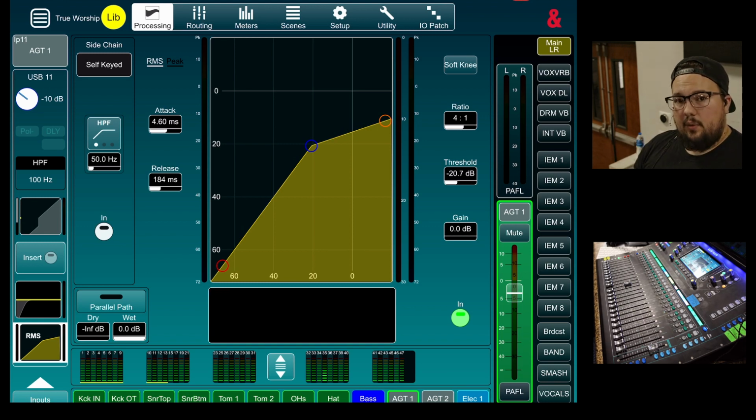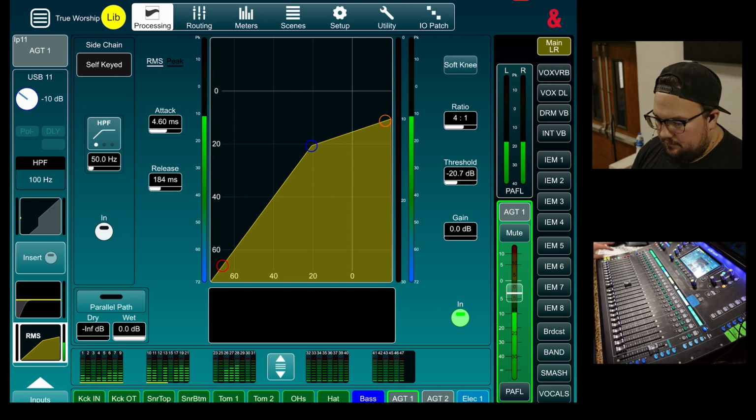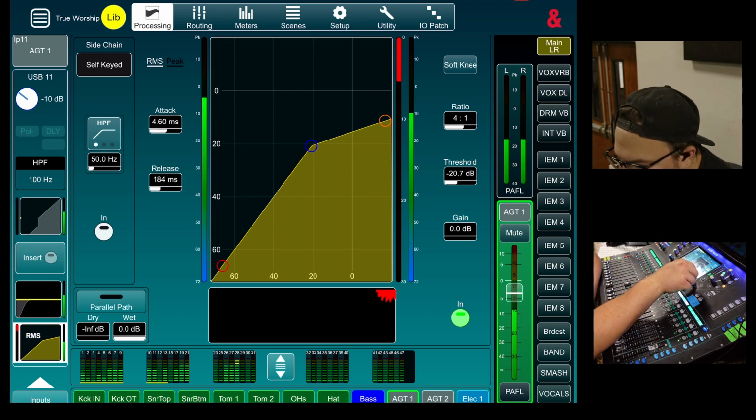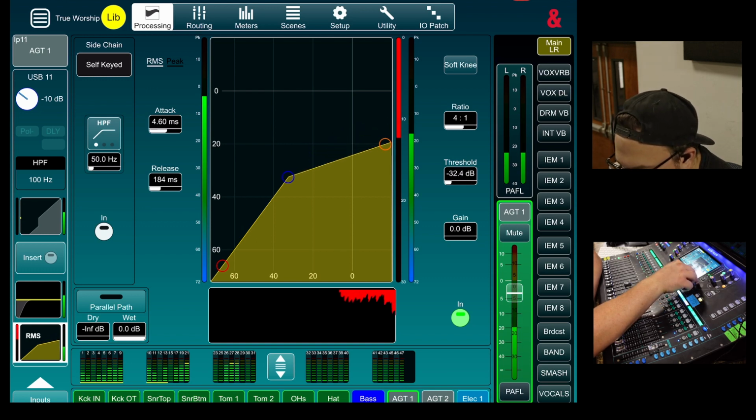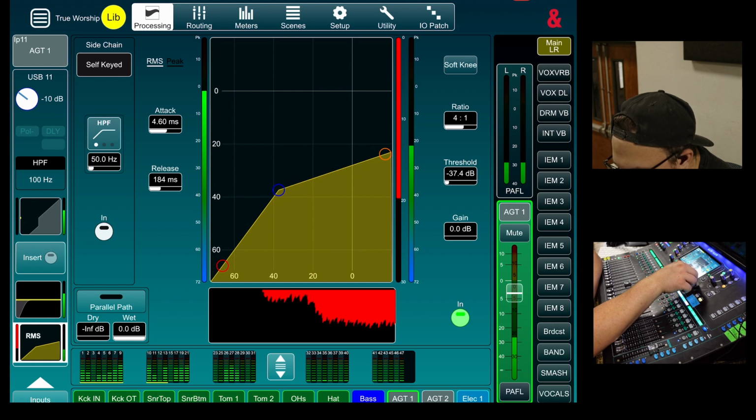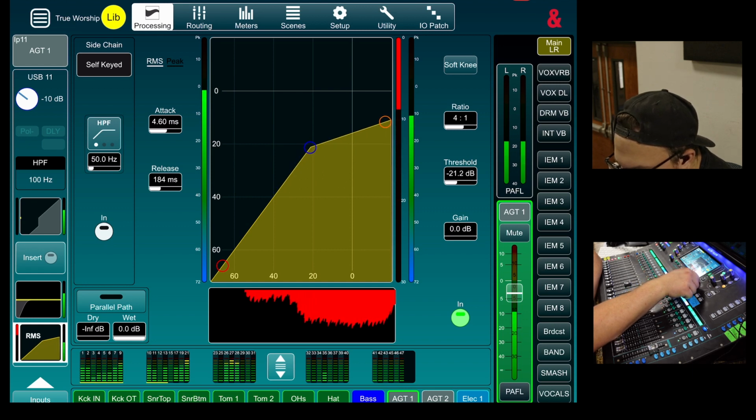Now, let's take a listen to what happens when we adjust things like the threshold and the ratio, and then we'll also adjust the knee, and then we'll go from there and talk a little bit more about what is actually happening. So let's drop the threshold down. Cutting almost double the signal now, at 20 dB. Let's bring it back up.